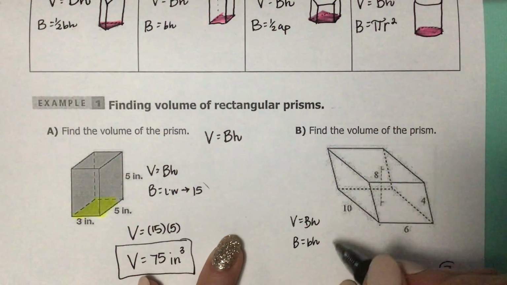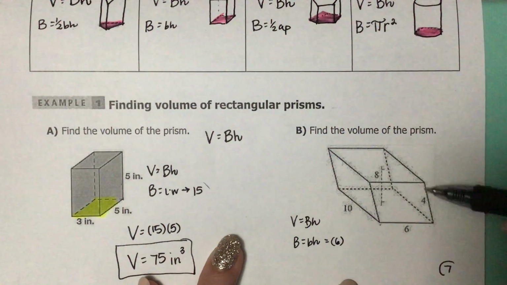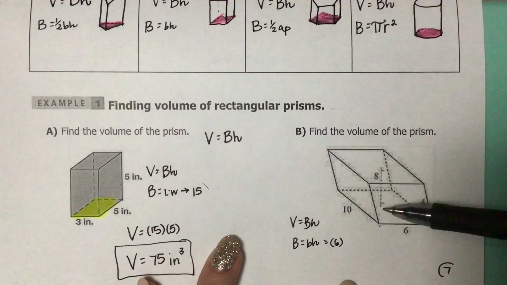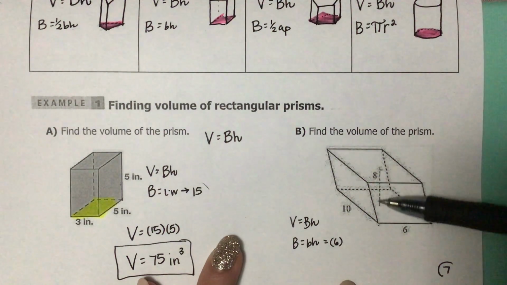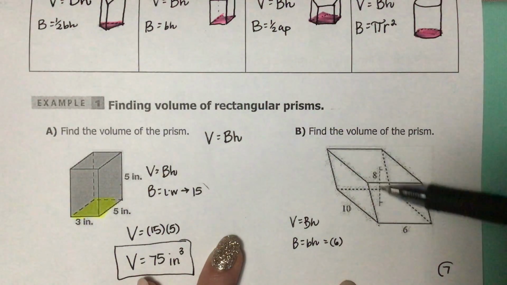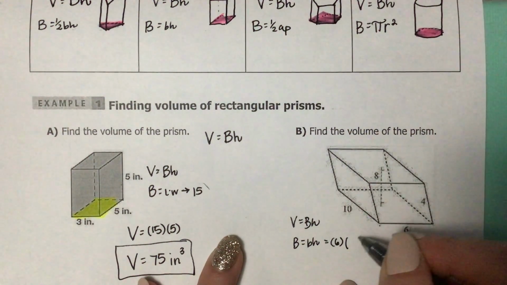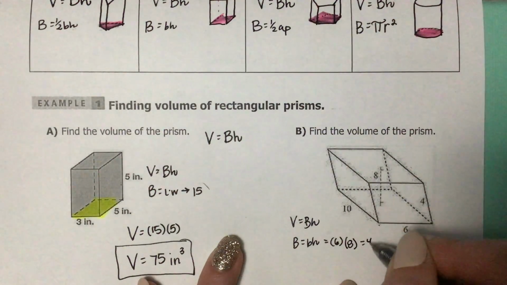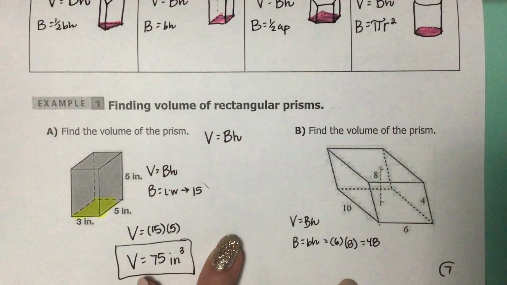So the base of this parallelogram is 6, but the height is not 4. That is this slanted edge right here. The height, it looks like, is actually 8 because the height of the prism in this direction is like this. So it's going to be 6 times 8, which is 48, because this is a box that's laying on its side, okay?